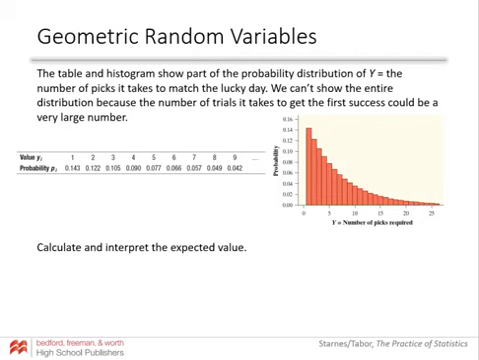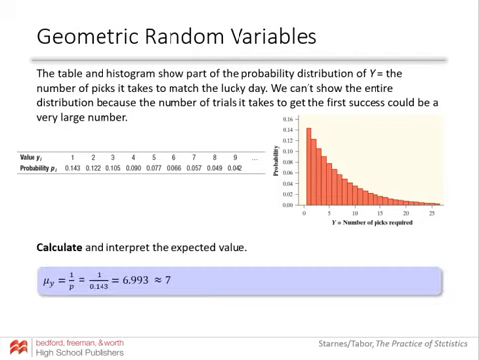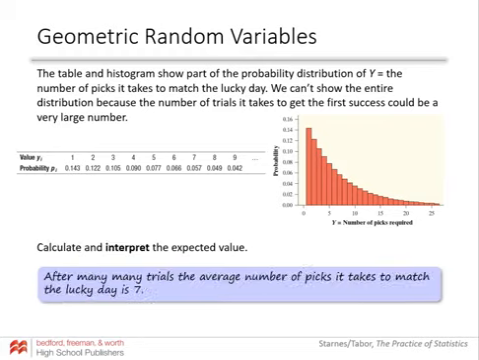Okay, so we want the expected value for the lucky day game. All right, 1 over p is 6.993, or basically 7. So the expected number of problems that we would think the class would have on average would be about 7. All right, and again, that's the interpretation as well, just like the interpretation of the binomial expected values. After many, many trials, the average number of picks it takes to match the lucky day is 7. And that's all we got for this last part of 6.3.